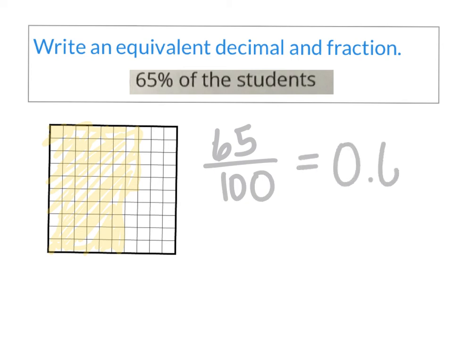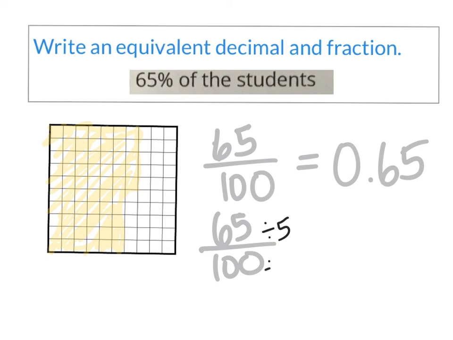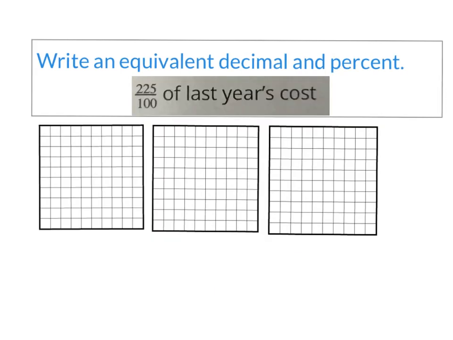Here's my decimal. And 65 hundredths, this can be simplified by dividing out a common factor. So if I take and divide by 5, I end up with 13/20 as my simplified fraction.